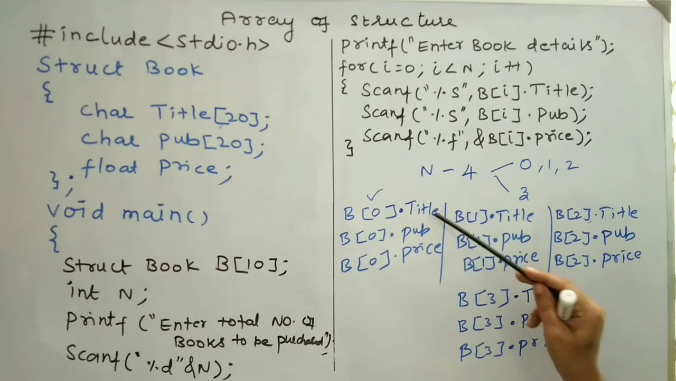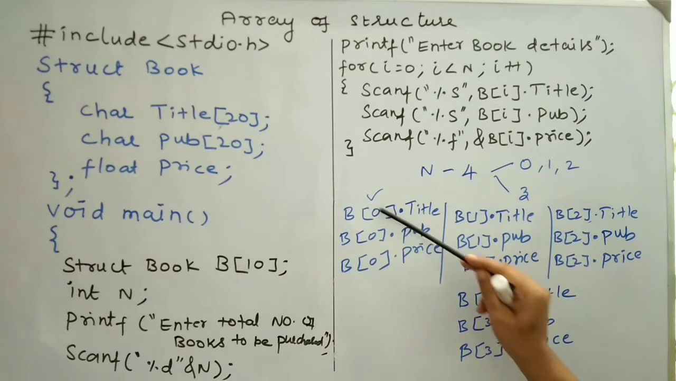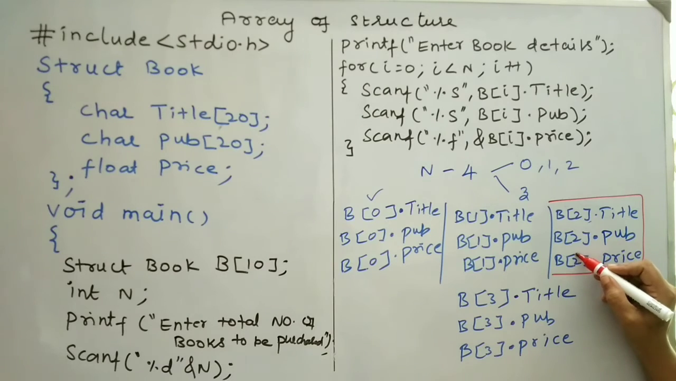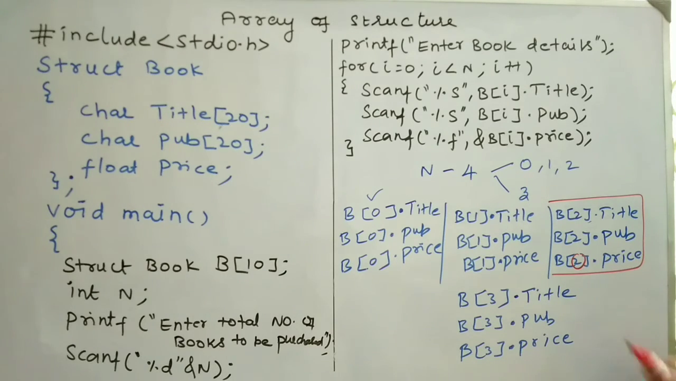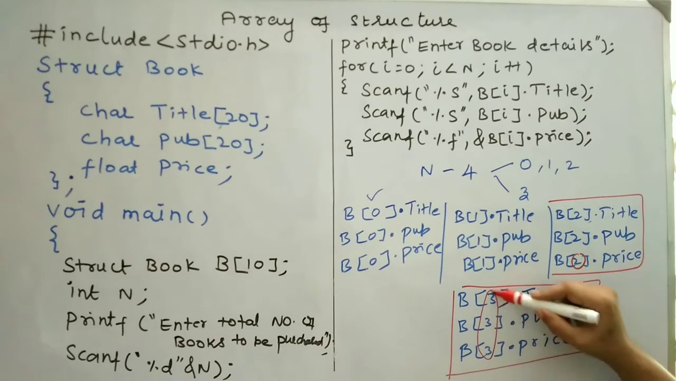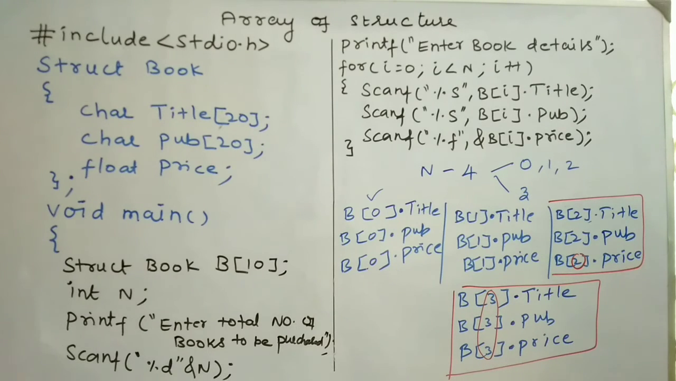Details of the first book, title, publisher and price, are stored in the structure variable b of 0. Details of the second book, that is title, publisher and price, are stored in b of 1. These were all details of the third book stored in the structure variable b, in index position 2. These were all details of the fourth book. Details are title, publisher, price stored in index position 3 of the structure variable b.